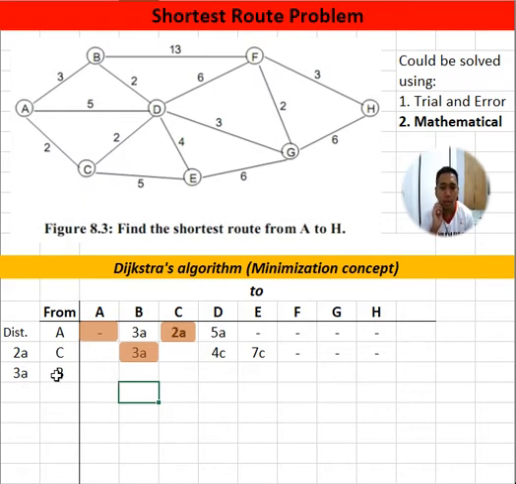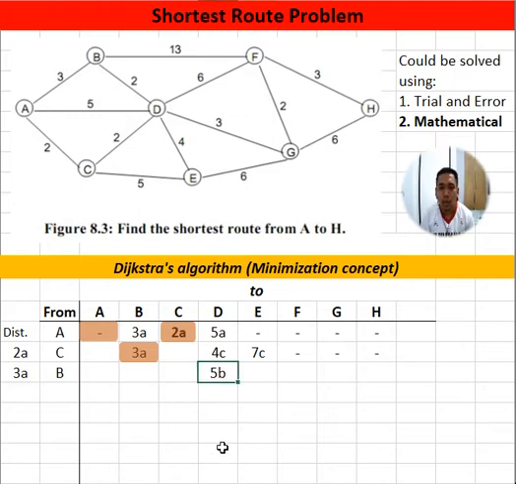Next, let's continue. B to D. As you can see, B to D is 2. Then, plus 3a. B to D is 2 plus 3a, so we make it 5b.